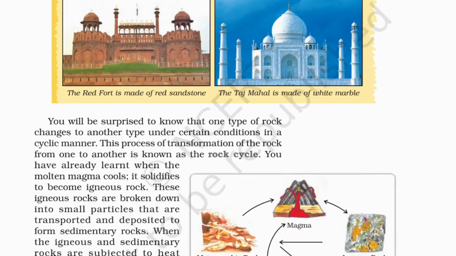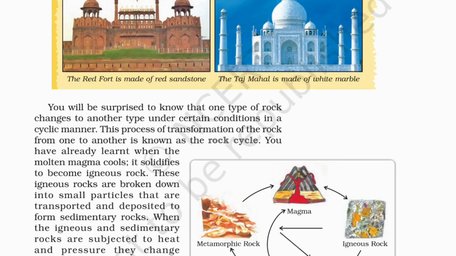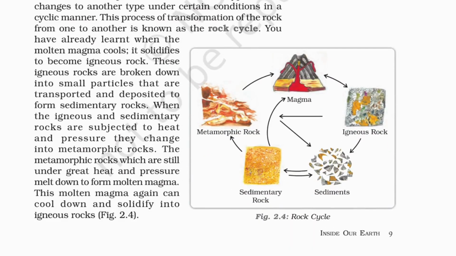Now rock cycle. You will be surprised to know that one type of rock changes to another type of rock under certain conditions in a cyclic manner. Now, under certain conditions only the rock can change. This process of transformation of the rock from one to another is known as the rock cycle. You have already learned when the molten magma cools, it solidifies to become igneous rocks.